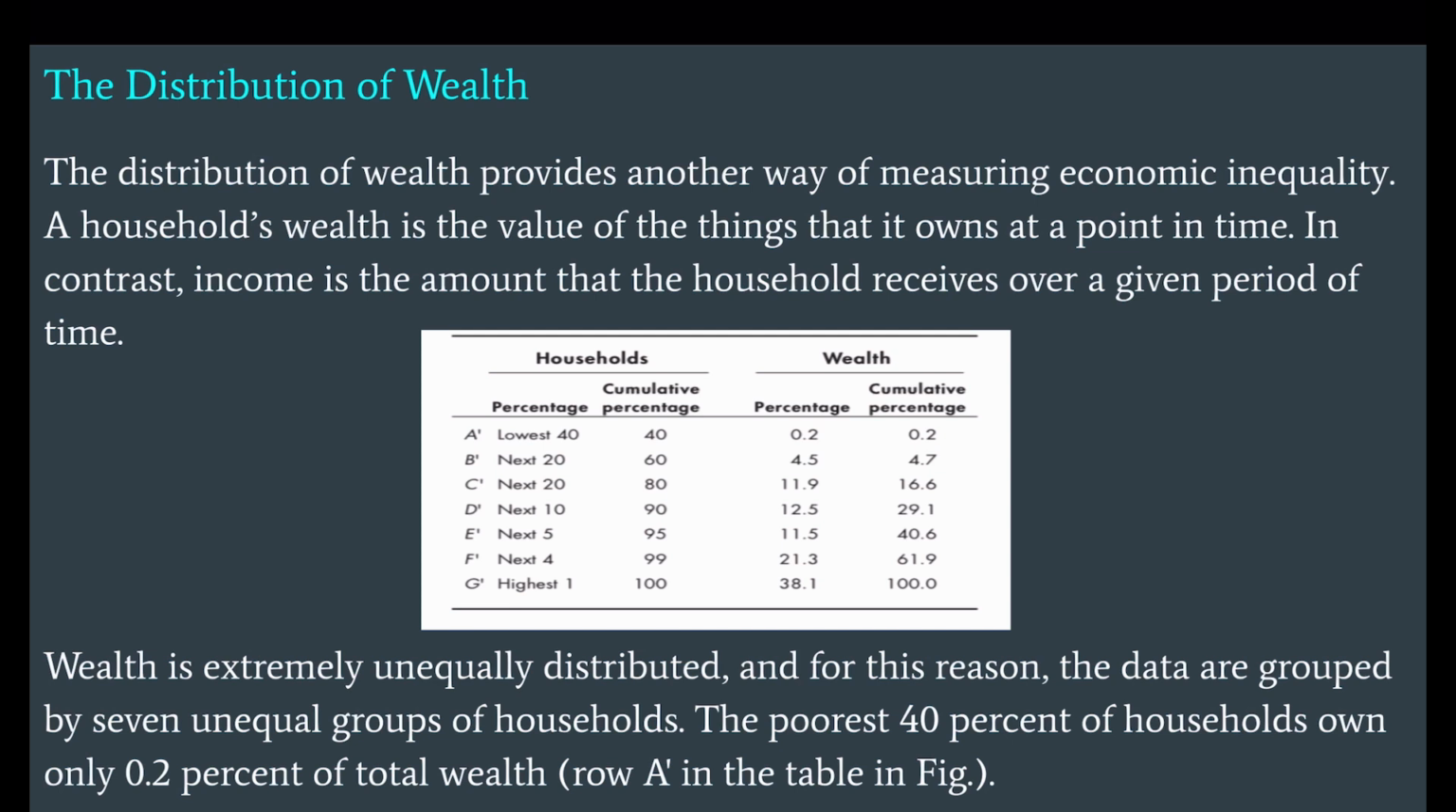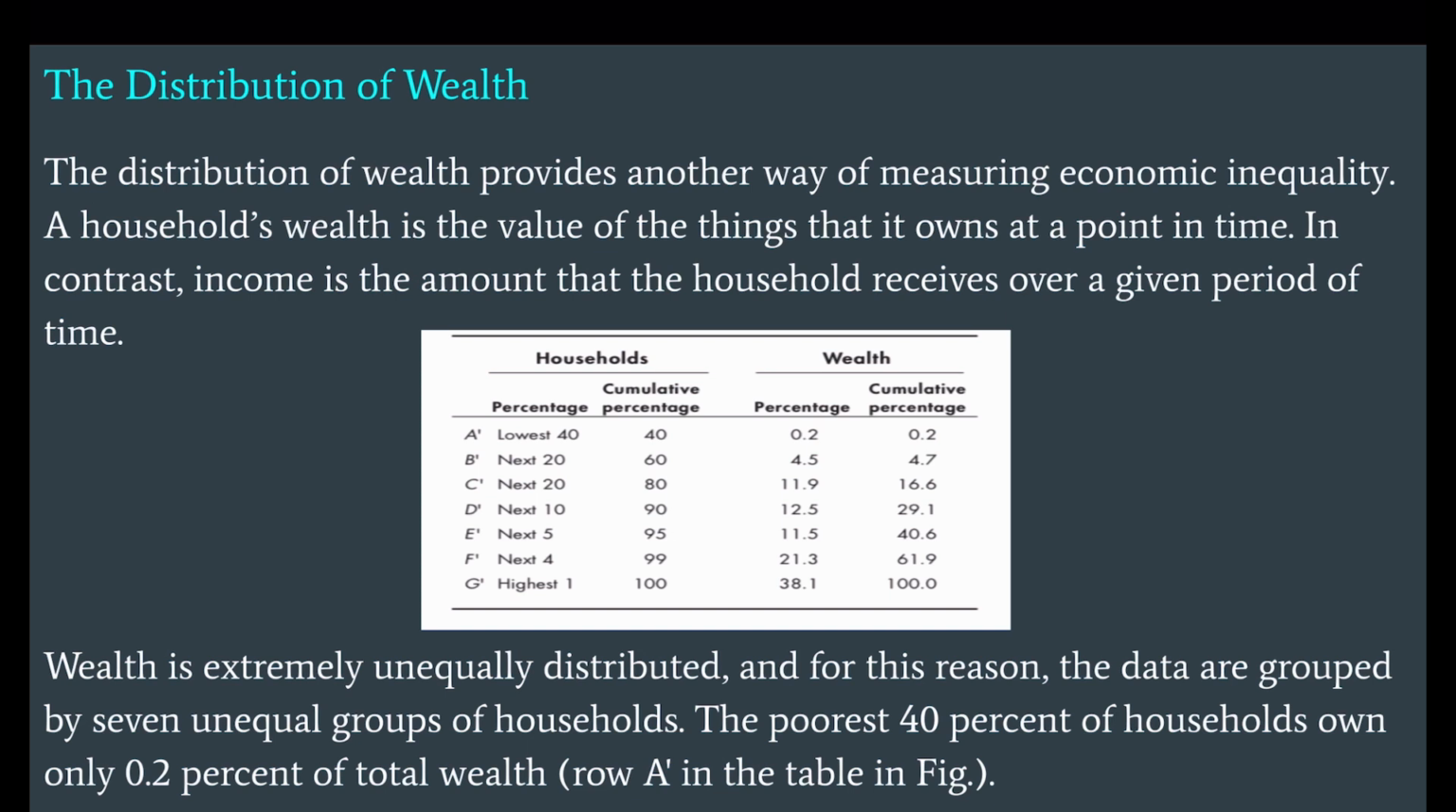The distribution of wealth provides another way of measuring economic inequality. The household's wealth is the value of the things that it owns at a point in time. In contrast, income is the amount that the household receives over a given period of time. Wealth is extremely unequally distributed.